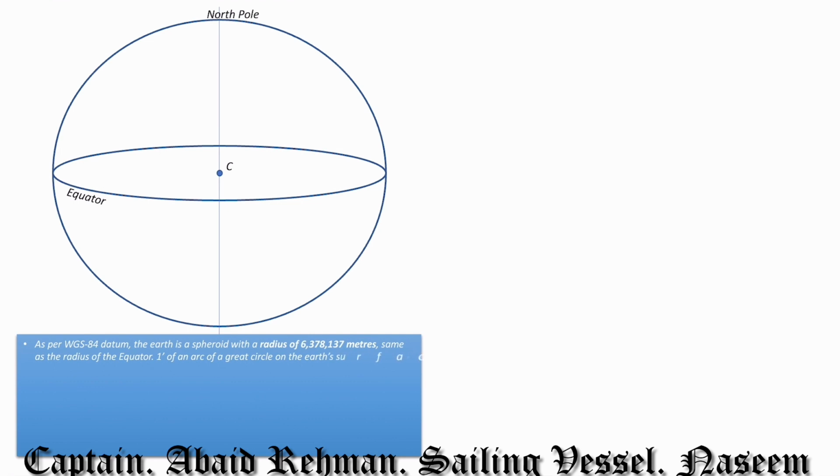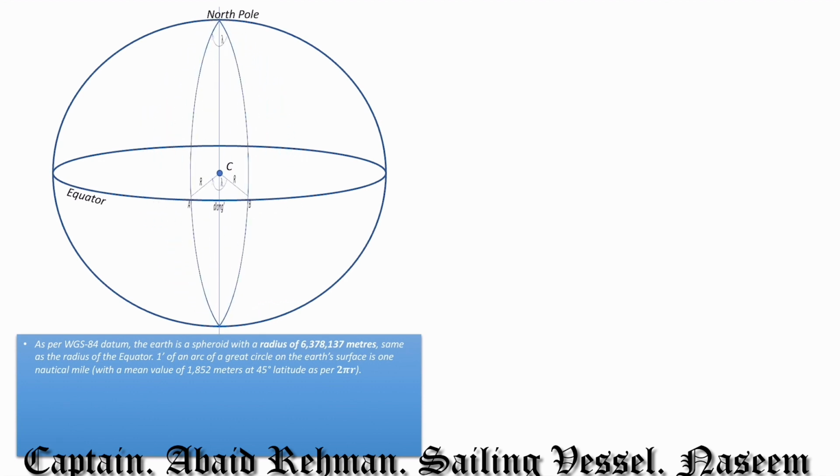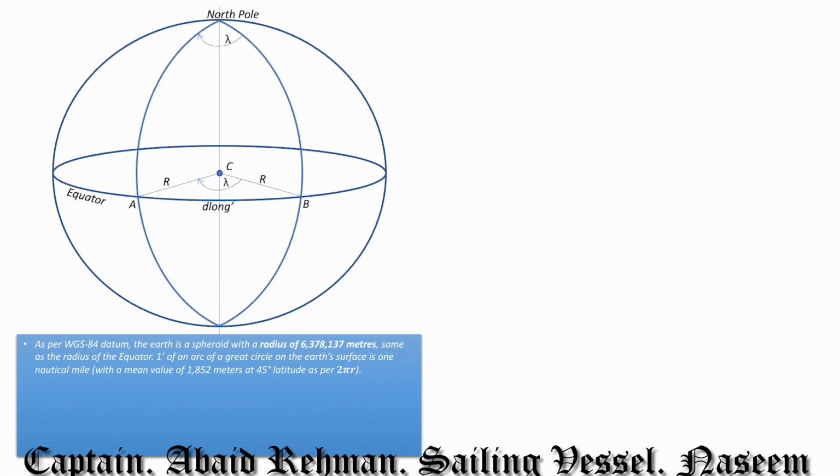And we know that 1 minute of arc of a great circle on the Earth's surface is 1 nautical mile, with a mean value of 1,852 meters at 45-degree latitude, which can be verified by the formula 2 pi r, the circumference of a circle. Now let's draw two meridians, one passing through point A and the other through point B. We can see the d long along the equator and its arc AB are in minutes. Therefore, they are in nautical miles.